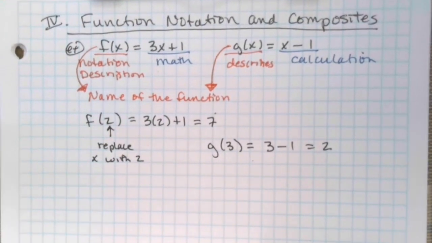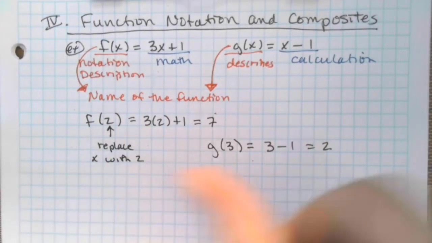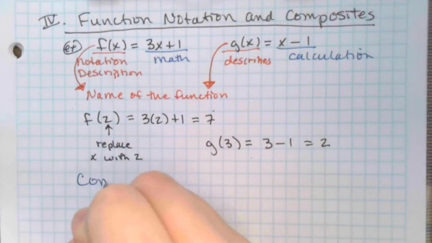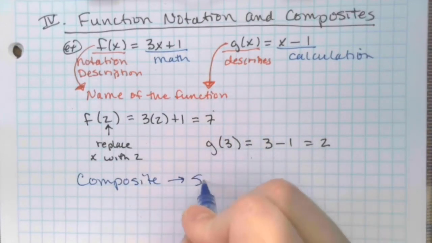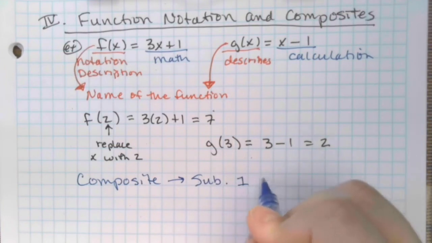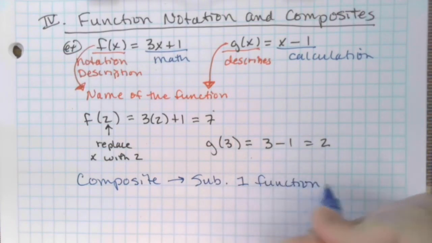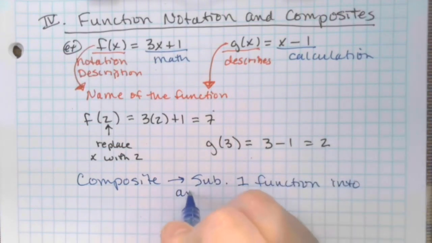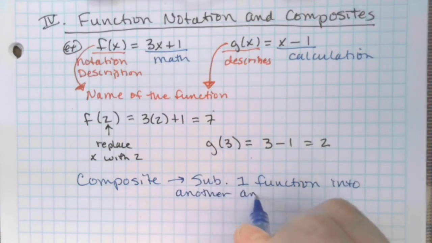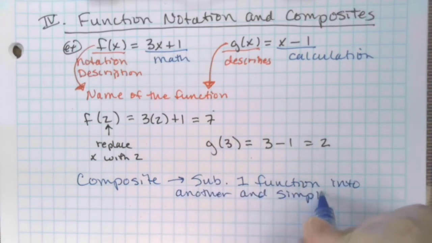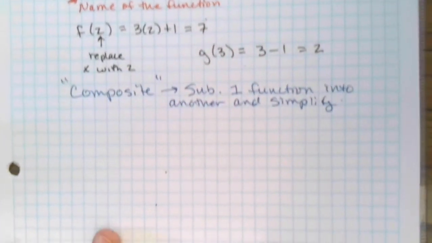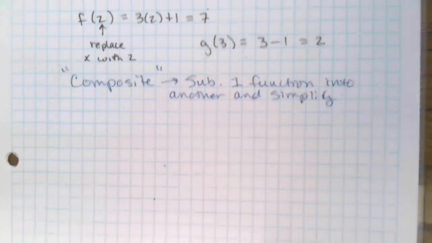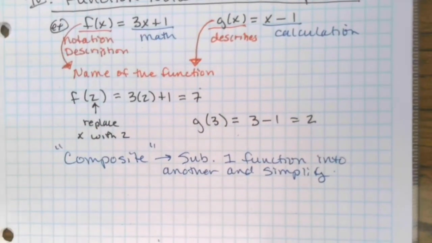So let's get into composite notation. Composite notation, I'm going to write composite, is where you substitute one function into another and simplify. That is a composite.